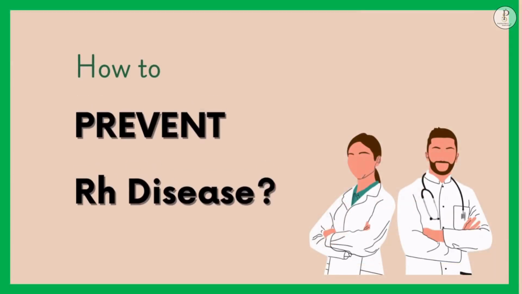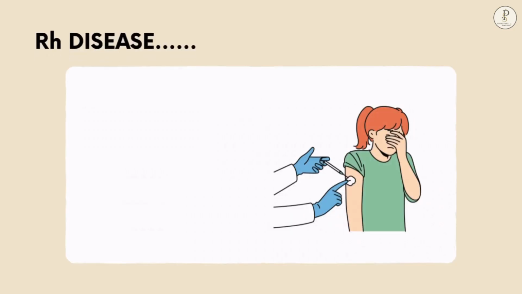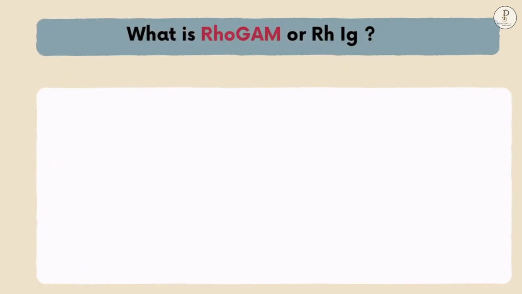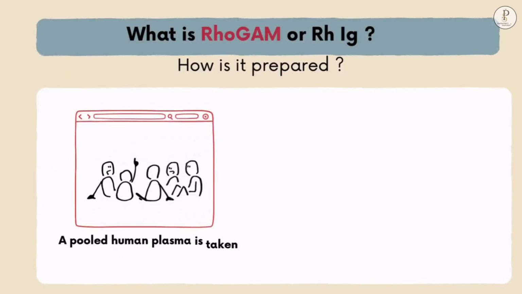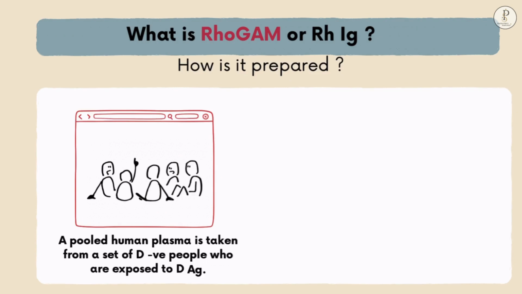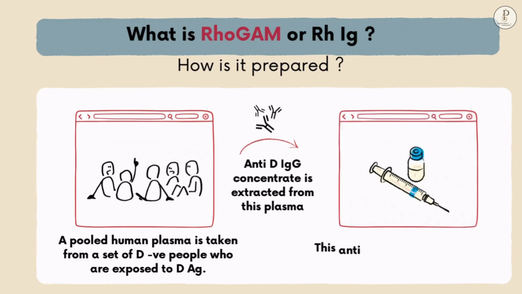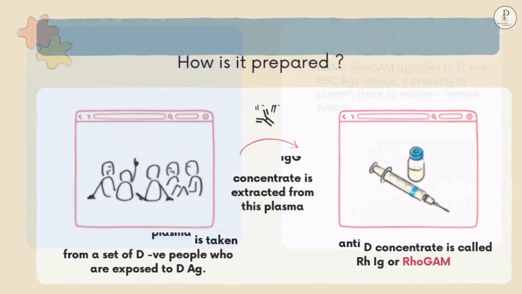How to prevent RH disease? RH disease can be prevented by giving RHIG or RH immunoglobulin or RhoGAM timely. What is RhoGAM or RHIG? How is it prepared? Pooled human plasma is taken from a set of D negative people who are exposed to D antigen. Anti-D IgG concentrate is extracted from this plasma. This anti-D concentrate is called RHIG or RhoGAM.